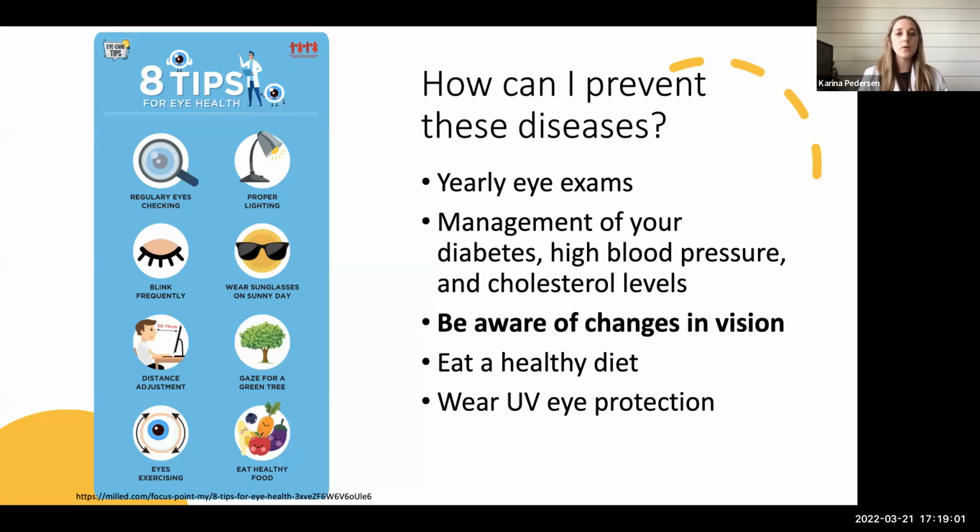And also try to be aware of changes in vision. If you notice you're seeing maybe a spot here or there, it's never a bad thing to go in to your doctor and make sure everything looks okay. Also, eating a healthy diet can help to prevent a lot of these eye diseases. And wearing sunglasses, so UV eye protection, has really been demonstrated to protect your eyes long term.